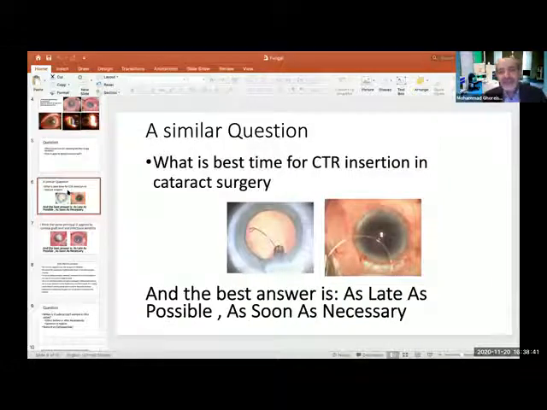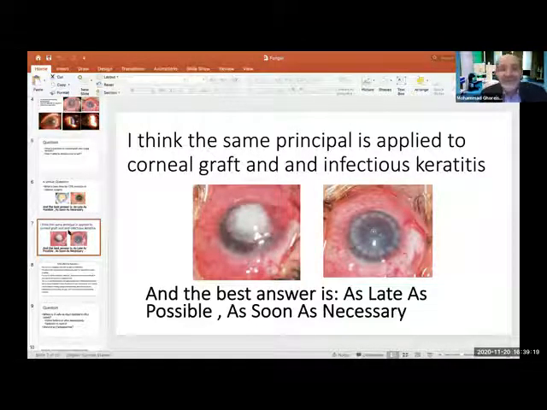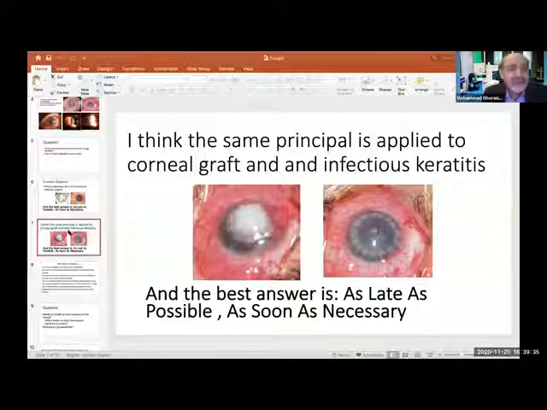I have a principle for myself, though I'm not advising other people. It's like when you want to put in a capsular tension ring: the best time is as late as possible, as soon as necessary. I think the same rule applies to keratoplasty. The time of necessary is up to the physician. If the eye is more quiet and better controlled, the result is better. But in many cases, maybe it is necessary to do it earlier. I suggest this principle, though I am not sure it is right.